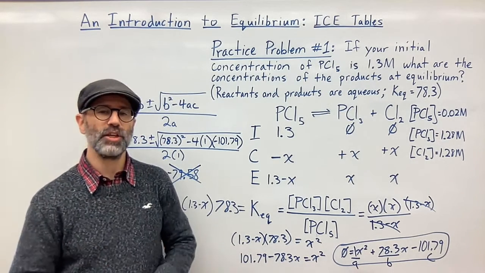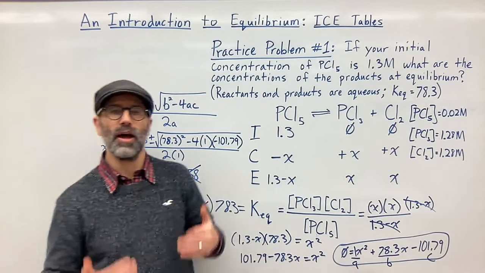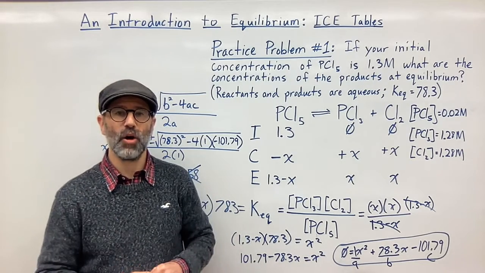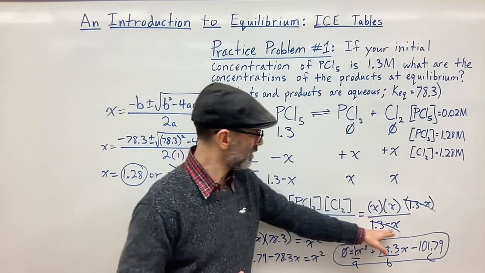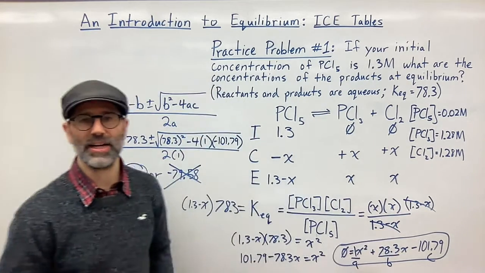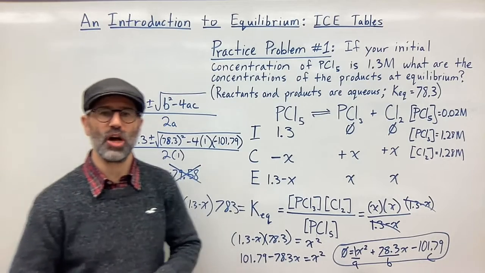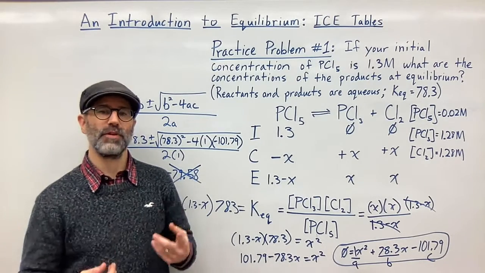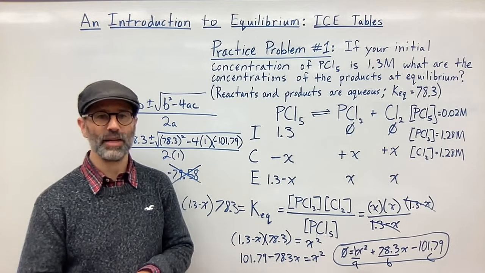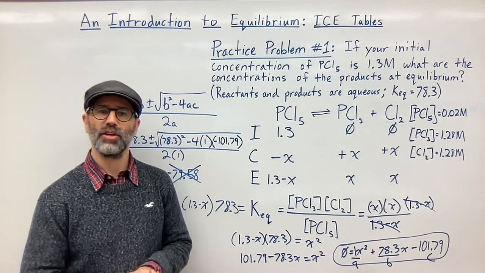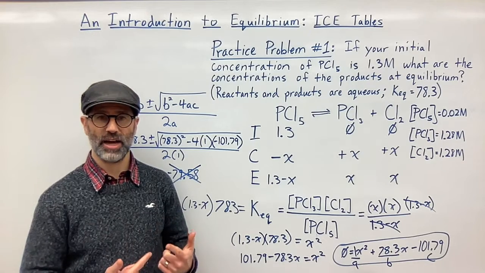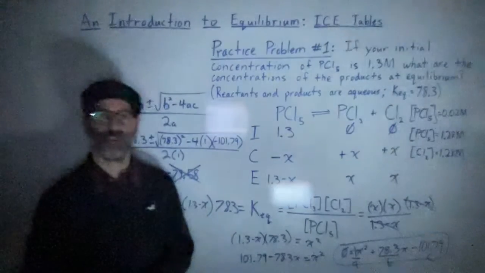So that's it for this video. I hope this was helpful. In this video, I did a problem where you couldn't assume that x is small. You couldn't get rid of that, so you had to use the quadratic formula to solve it. But in my next video, I'm going to go over a second practice problem where you can assume x is small, and then you can do your 5% check to make sure.